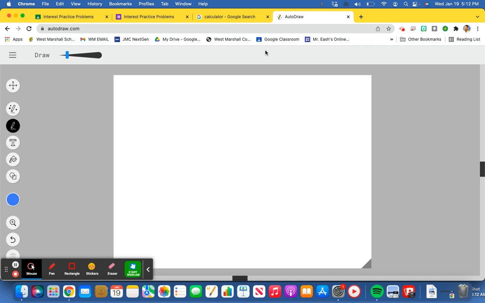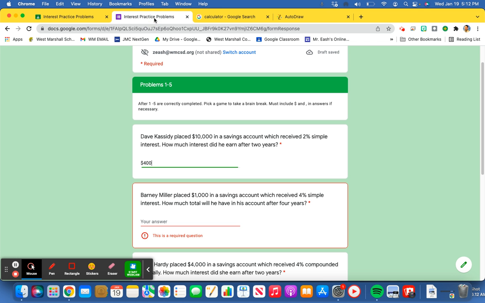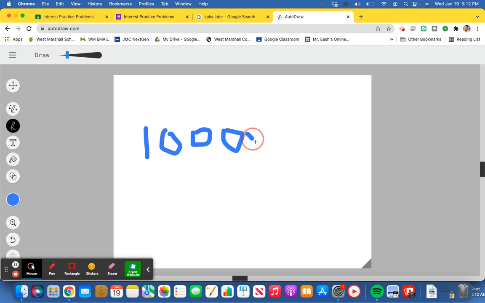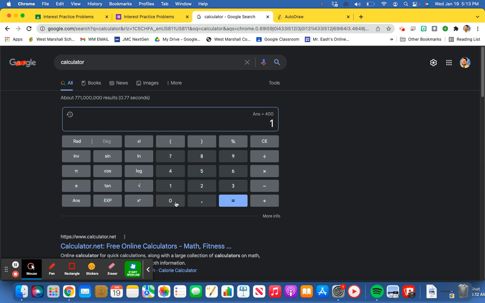$1,000, and he earns 4% interest for 4 years. So I take that times 0.04 for my 4%. I got to change that to a decimal. And 4 years. 1,000 times 0.04 times 4 years.